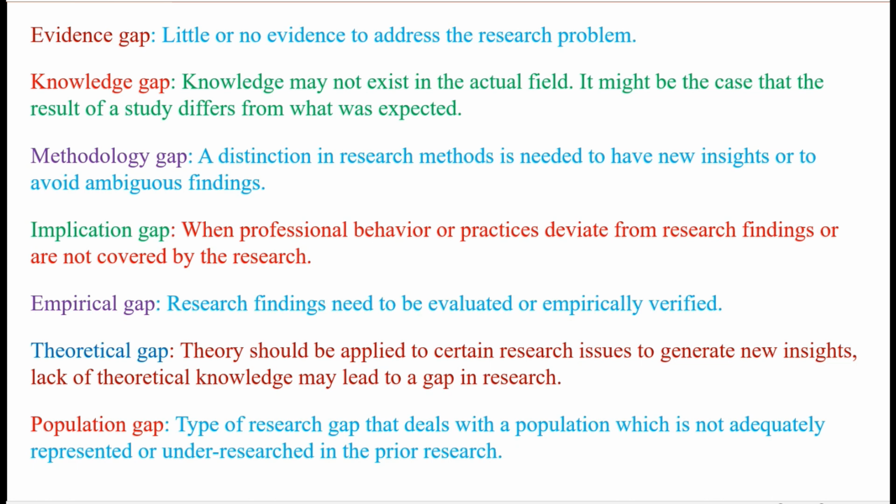The second one is knowledge gap. Knowledge may not exist in the actual field. It might be the case that the result of a study differs from what was expected. Such kind of research gap is called knowledge gap. And the most important thing is methodology gap. A distinction in research methods is needed to have new insights or to avoid ambiguous findings. Such a methodological gap is very important in research.